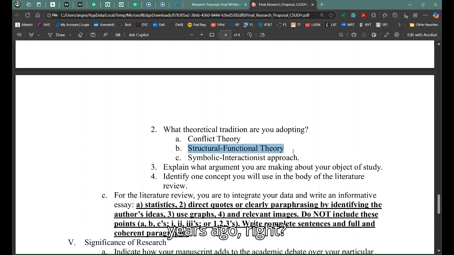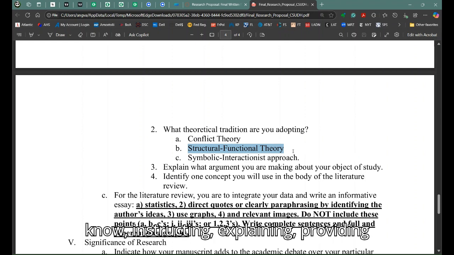So what you're doing today is what I did as an undergrad student 25 years ago. Right. And if you decide to pursue your degree in sociology and teach, you are going to do in the future what I'm doing right now: instructing, explaining, providing information, background information, and so on and so forth. And this is how structural functionalism helps us understand society.